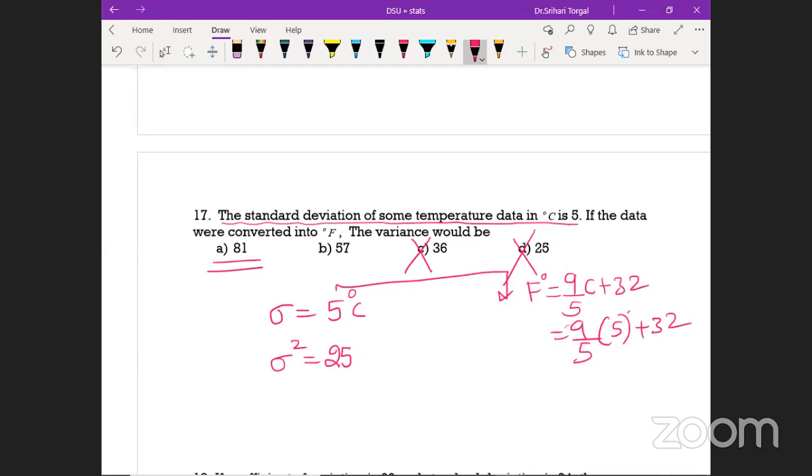So let me do one thing. For calculating in terms of Fahrenheit, if each data is added by 32, then there is no change in the spread. And if the whole data is multiplied by 9 by 5, this 5 must be multiplied by 9 by 5, right? So 5 and 5 will get cancelled. You will get the standard deviation as 9. What is sigma square in Fahrenheit? It is 81.